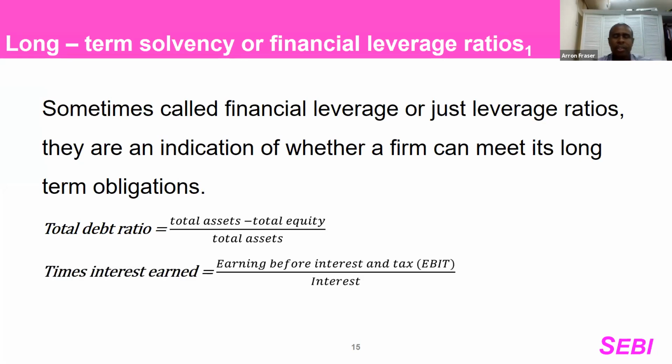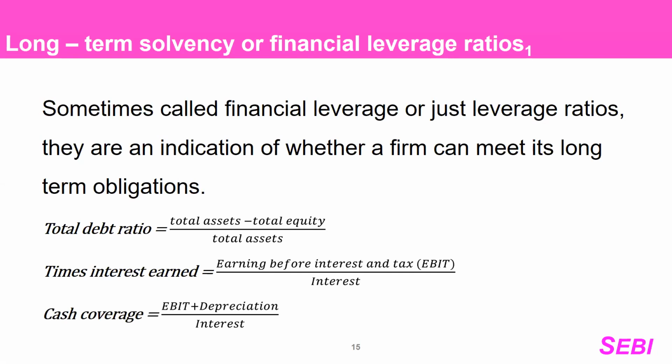Then there's a time interest earned ratio, which is earnings before interest and tax divided by interest. And this ratio essentially looks at how much profit you would have earned to cover the interest that you owe, or you would have paid. And then there's a cash coverage ratio, which is the earnings before interest and tax plus depreciation divided by interest.